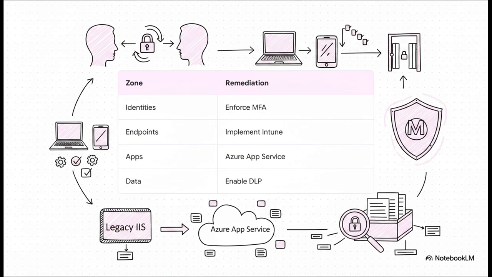For identities, the mandate is enforcing multi-factor authentication and conditional access. For endpoints, we implement Microsoft Intune to apply security baselines. For applications, we're migrating legacy systems like IIS to Azure App Service. And for data, we enable data loss prevention, or DLP, and sensitivity labels to protect your most critical information.